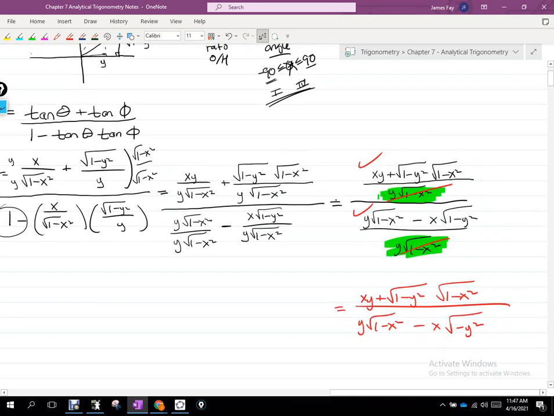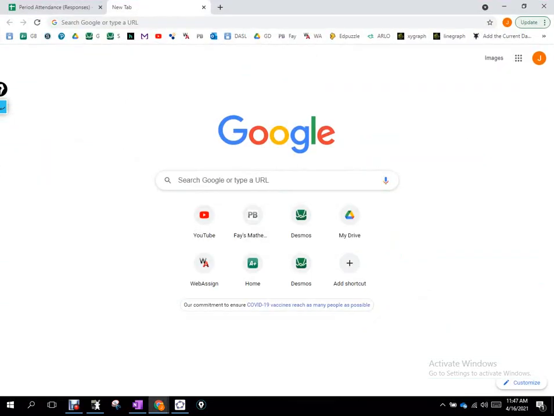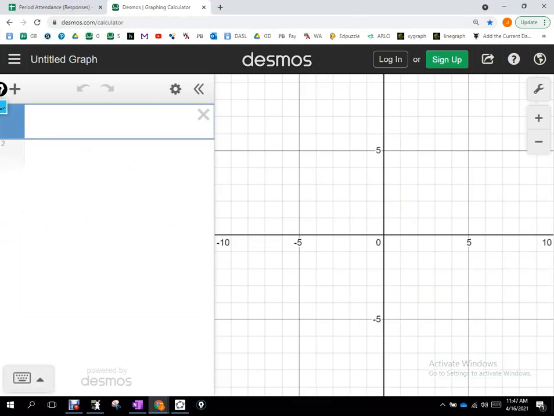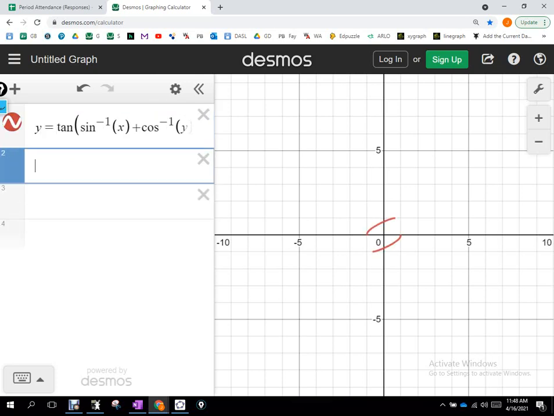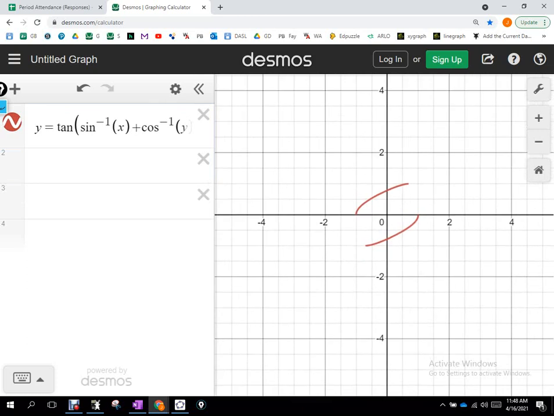Nasty, right? Okay, but let's look at this thing graph real quick. So we started with tangent of sine inverse of x plus cosine inverse of y. Okay, now if I wanted to actually graph this, we hit y equals, graph it. Okay, so that's it.